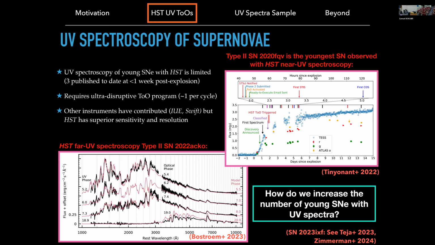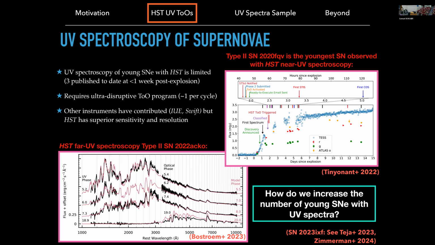It's an extremely difficult process because it requires so much scheduling for HST to turn around and undo a schedule and do an ultra-rapid disruptive TOO. So we really only get approximately one far UV or near UV supernova spectrum per year, and we've been incrementally moving at that rate, because only one ultra-rapid TOO is awarded every year.